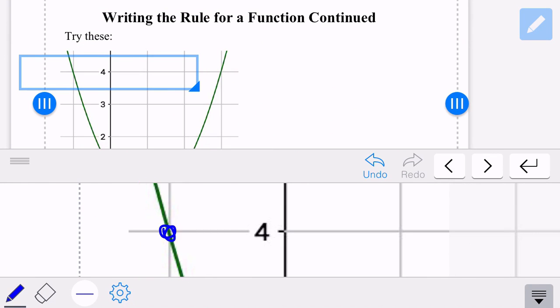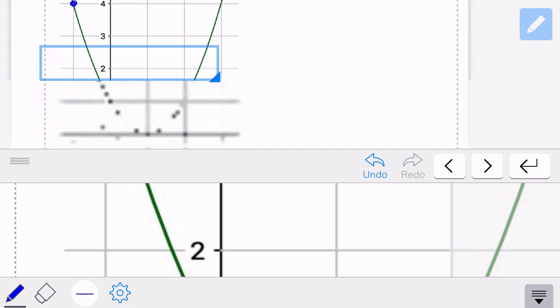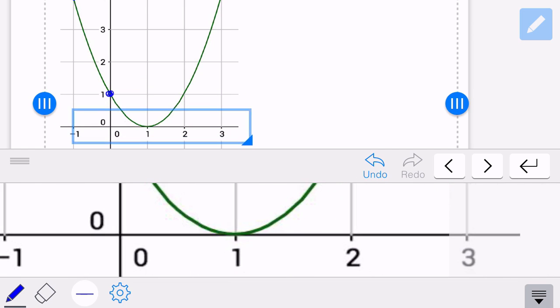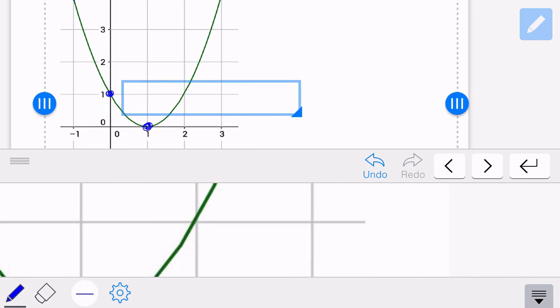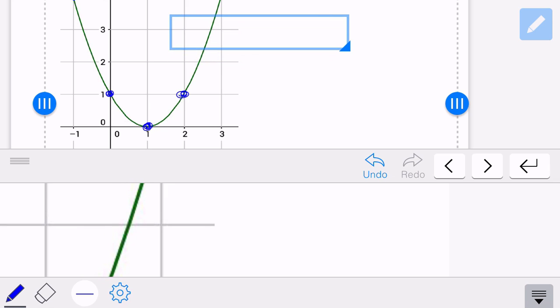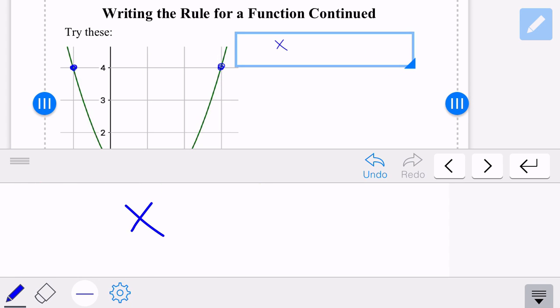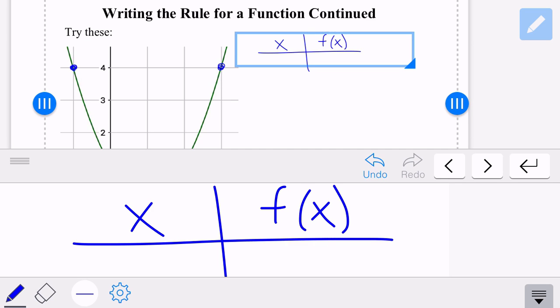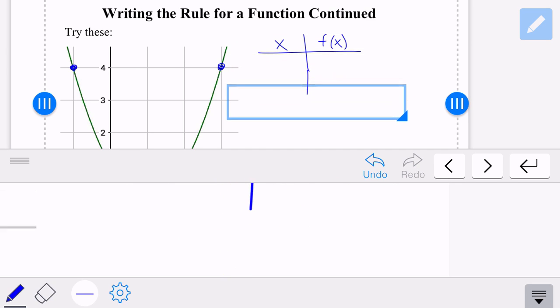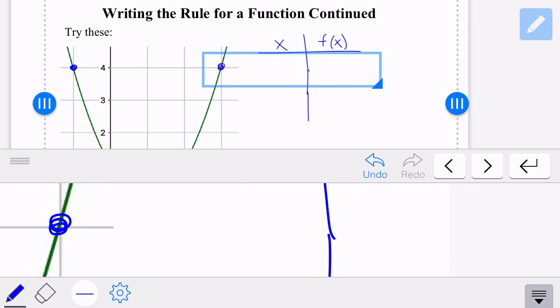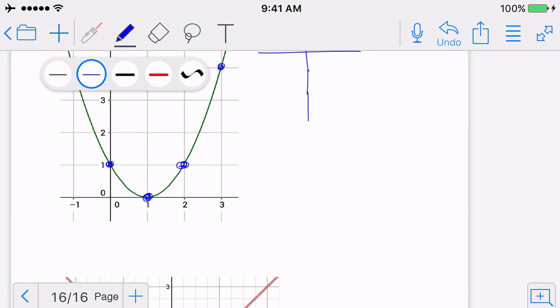So it looks like we've got one here. Where is our next one? There's a good one. There's a good one. Another one. And then all the way up here is going to be another one. So let's go ahead and make a table. So I've got x and f of x. And keep going down. So that first one we've got, let's put this down for a second.